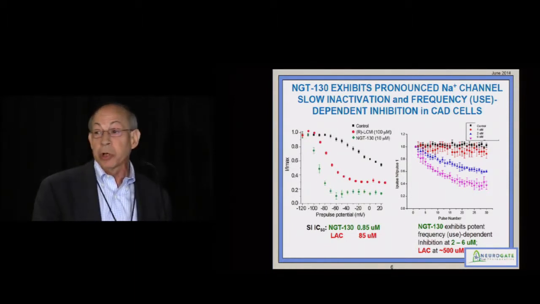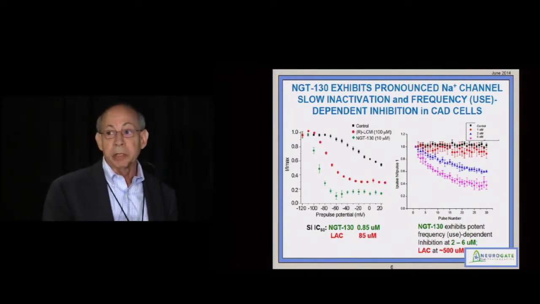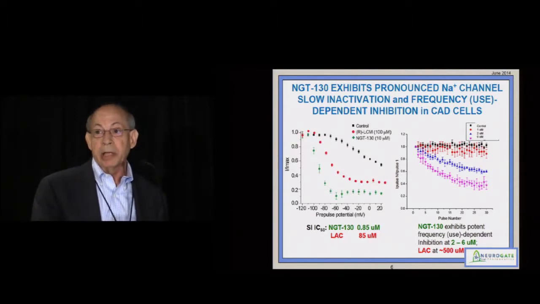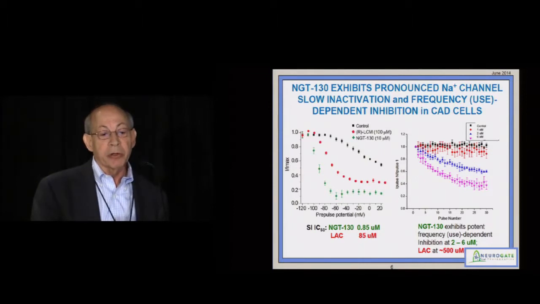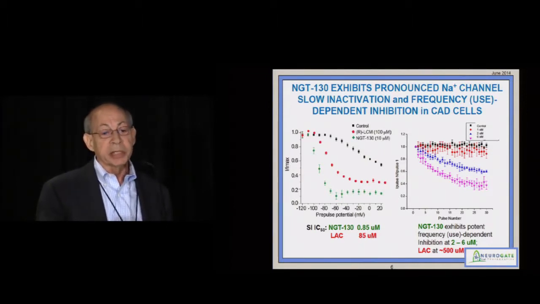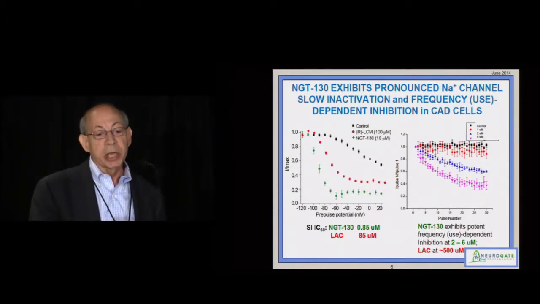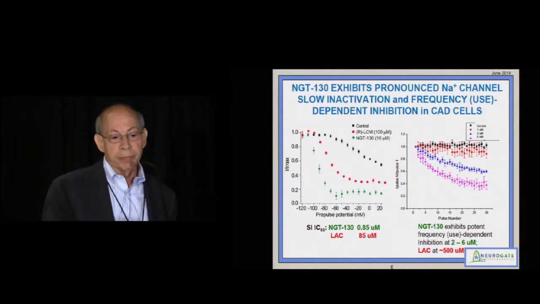I compared that with control, no drug, and also lacosamide. Lacosamide is, of course, the principal mode of action that has been attributed to that compound, by its ability to induce slow inactivation. The lacosamide curve, the red curve, was done at 100 micromolar. The 130 curve was done at 10 micromolar. And what you see is that the channel availability markedly decreased in the presence of 130.